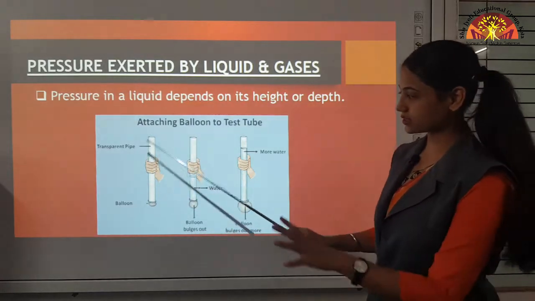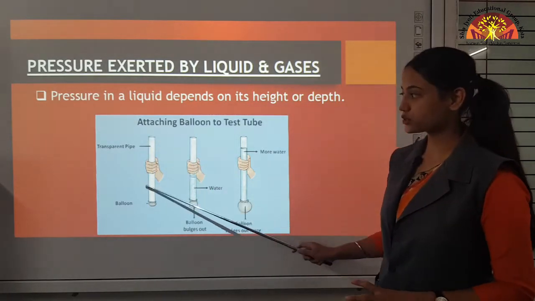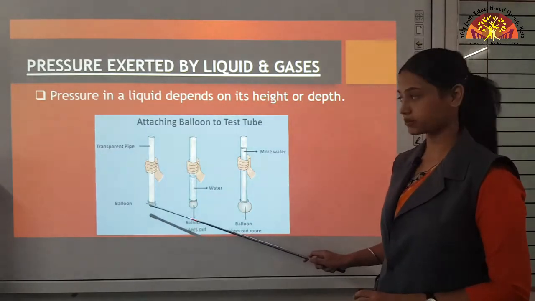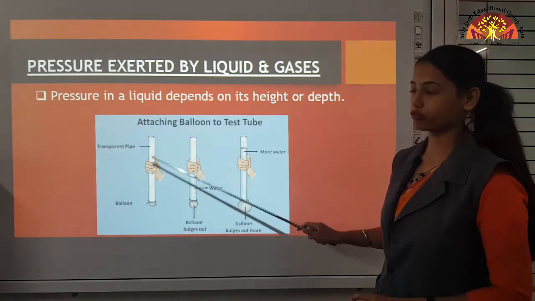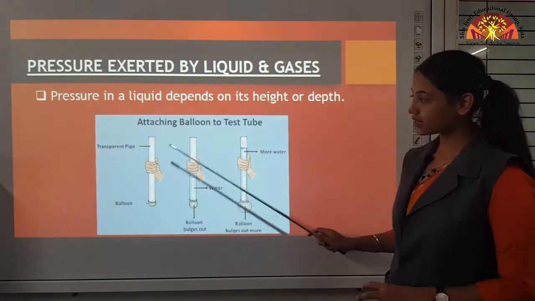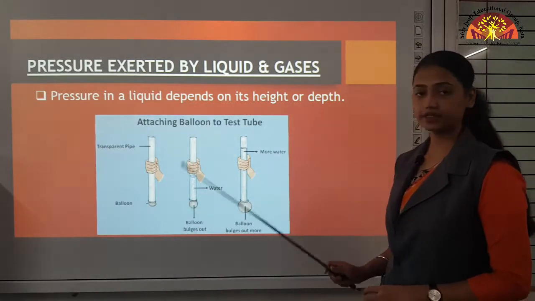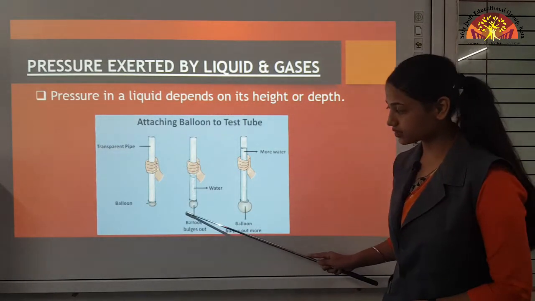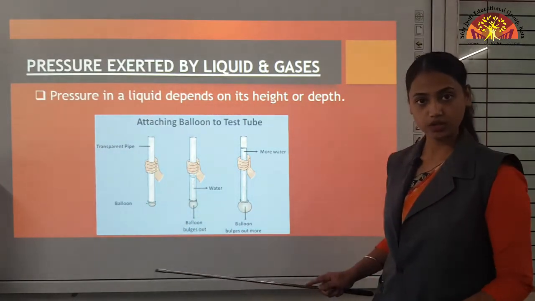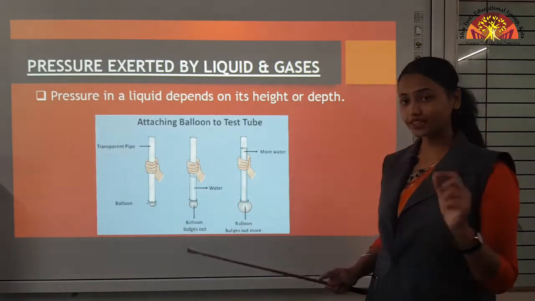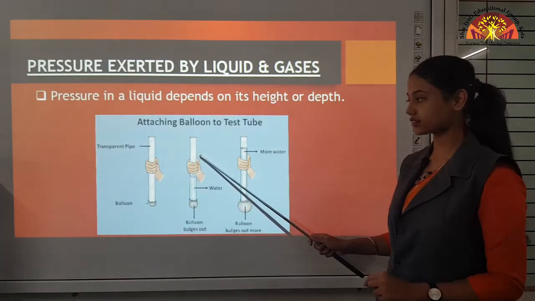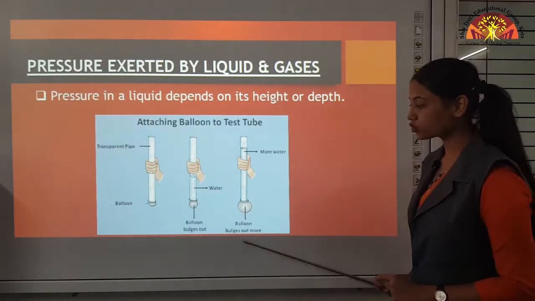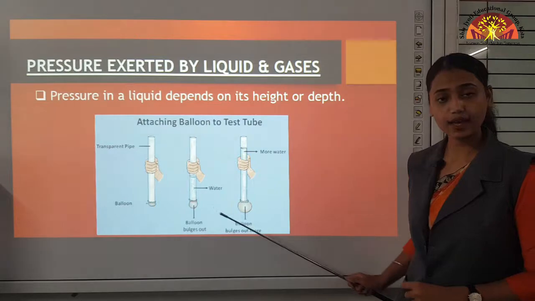Look at this image. Take a transparent pipe and attach a balloon at the bottom, and both ends of this tube are open. Then start filling water in this pipe. What will you see? You can see that this balloon started bulging out. Now when you increase the water level of this pipe, you will see that the balloon bulges out more. So why does this happen?